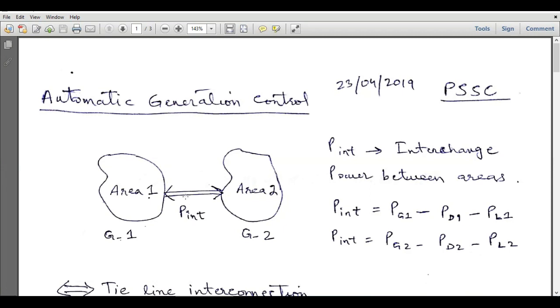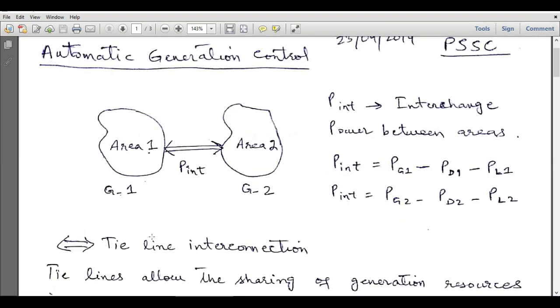So this is the net interchange power between two adjacent areas, which is abbreviated as P int. So P int is the interchange power between areas, and this is equal to PG1 minus PD1 minus PL1. So PG1 is the generation in this area minus the demand minus the losses will be equal to the net interchange power at this tie line interconnection. Similarly, if we have a surplus power generation in area 2, then that surplus power will move towards area 1, and in that case, P interchange will be equal to PG2 minus PD2 minus PL2.